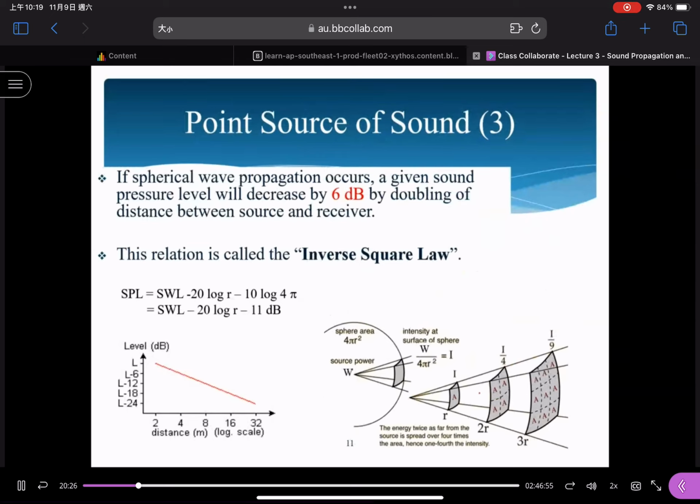Okay, so there is a statement here. If we consider that this is a spherical wave application, the sound pressure level will decrease by 6 dB when we double the distance between source and receiver, and we call this the inverse square law. Okay, inverse square law. This is a figure to show the linear relationship using these equations. When we double the distance, it decreases by 6 dB.